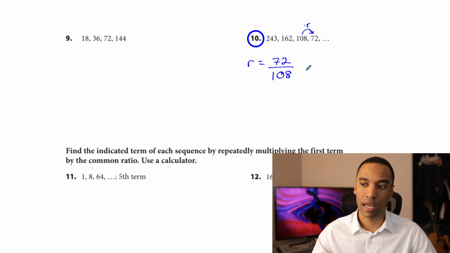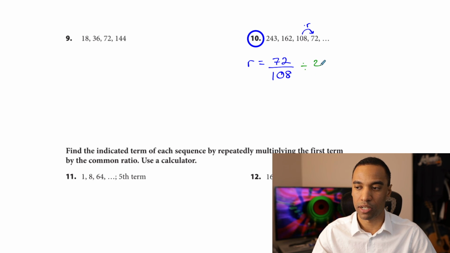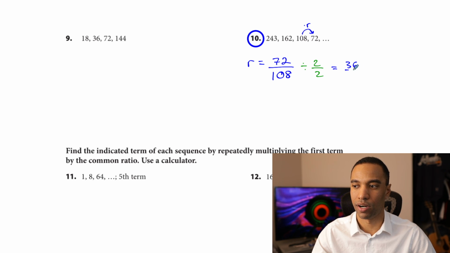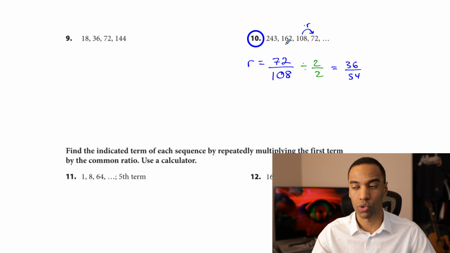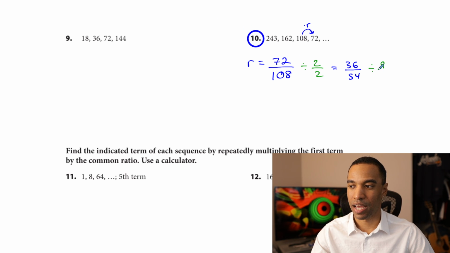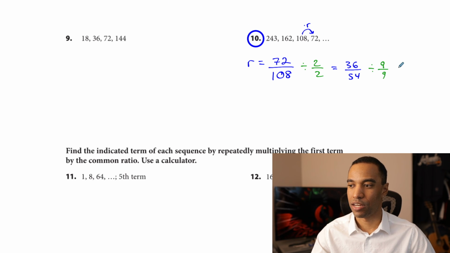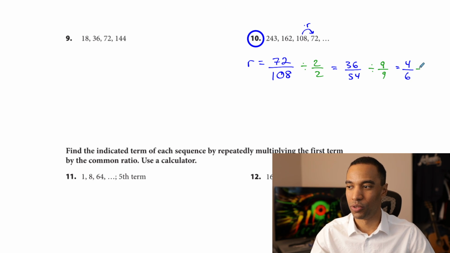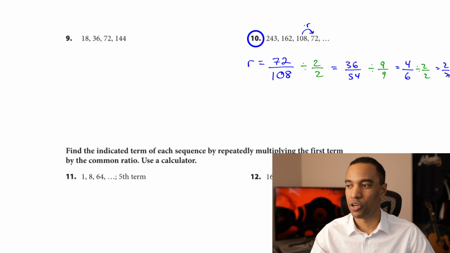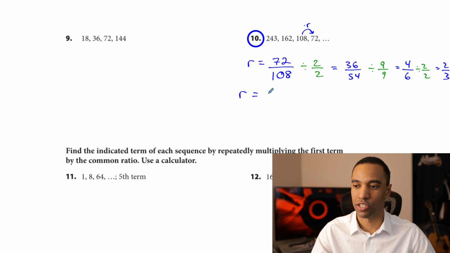Maybe you're like, oh, I don't know, but I know they're both even, so I can divide them by 2. You divide them by 2 and you get 36 over 54. Maybe this number's small enough that you realize these can divide by 9, so maybe you divide it by 9 next, and then you say, okay, that's 4 over 6, and then you divide them by 2 right there, and then you realize, oh, this whole thing was 2/3. So your common ratio here, R, is 2/3.